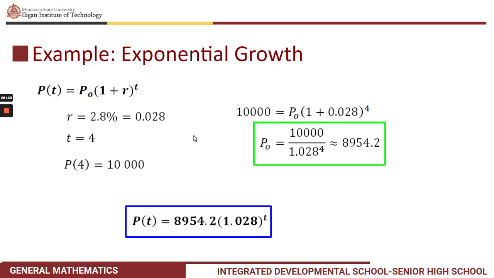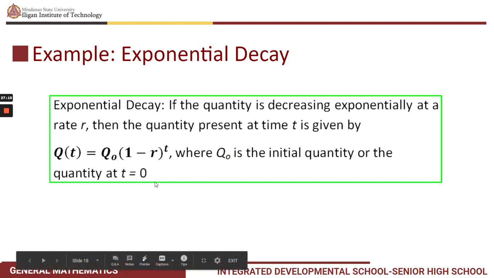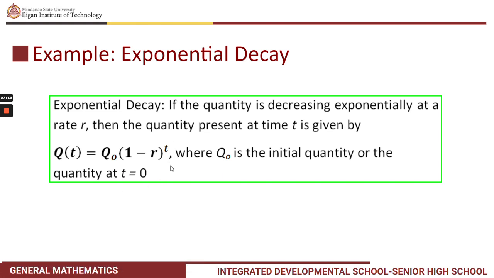So if there's exponential growth, of course, there's also exponential decay. Exponential decay is if the quantity is decreasing exponentially at a rate r, then the quantity present at time t is given by Q of t equal to Q sub 0 times (1 minus r) raised to t, where Q sub 0 is the initial quantity or the quantity at time equal to 0. So basically, it's similar to exponential growth. The difference is just this operation. In exponential growth, this is plus. In exponential decay, it is minus.